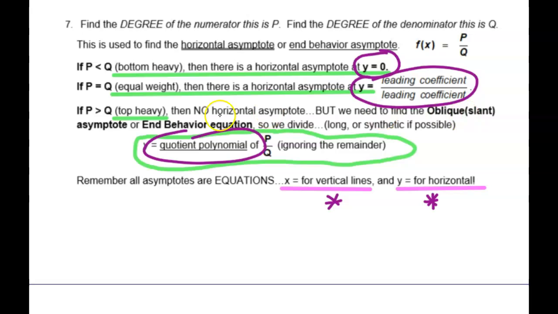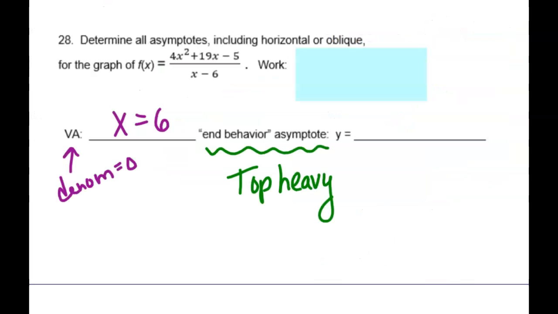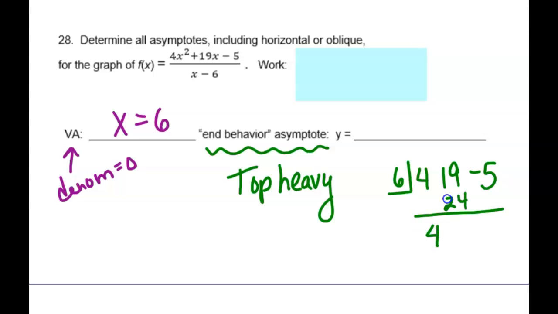It says oblique, slant, or end behavior equation. You divide and ignore the remainder. Do we have to do long division on this one? No, we can do synthetic division with a 6, and then a 4, a 19, and a -5. That would be 24 plus 19, 43. And the rest is going to be a remainder, right? So that is a very disgusting y equals, which is already there for us, y equals 4x plus 43.